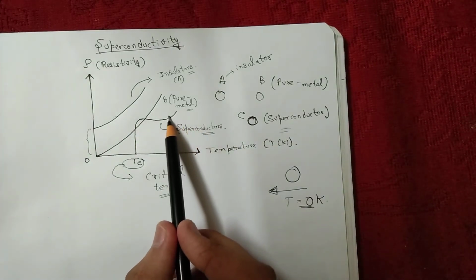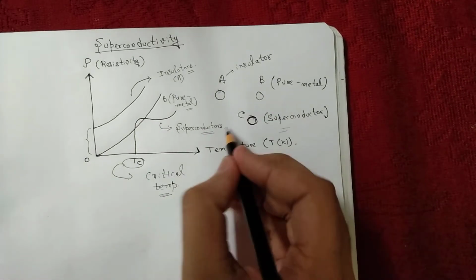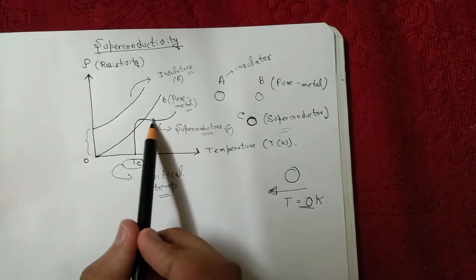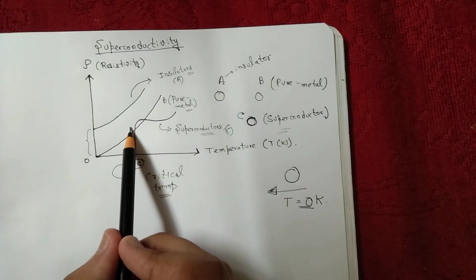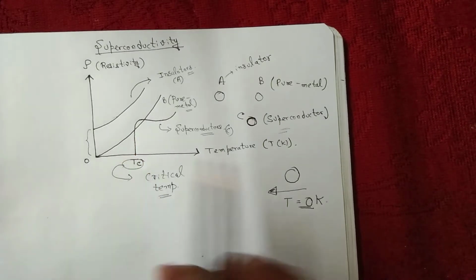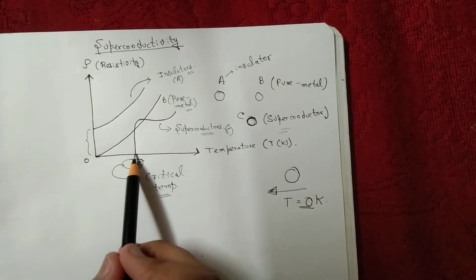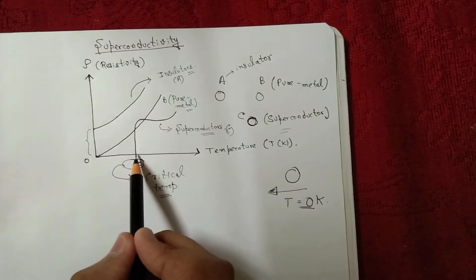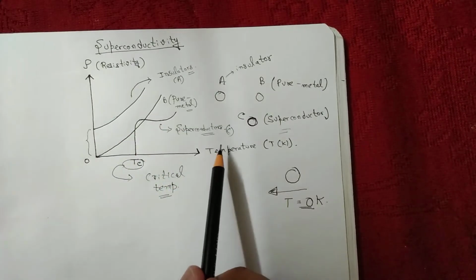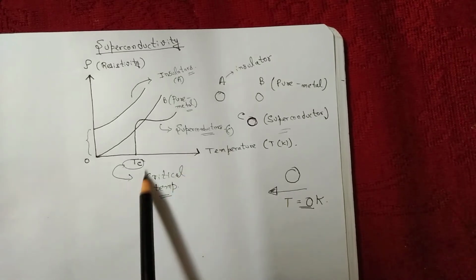If you decrease the temperature, the resistivity of the superconductors C, as I have named this, will decrease, and you will see a sharp decrease in the resistivity. And resistivity is a function of temperature, as you all know. The temperature at which the resistivity of the superconductors becomes 0 is known as the critical temperature.